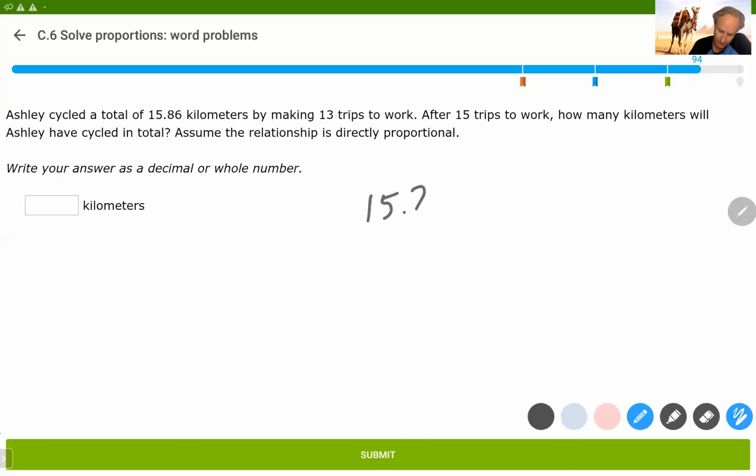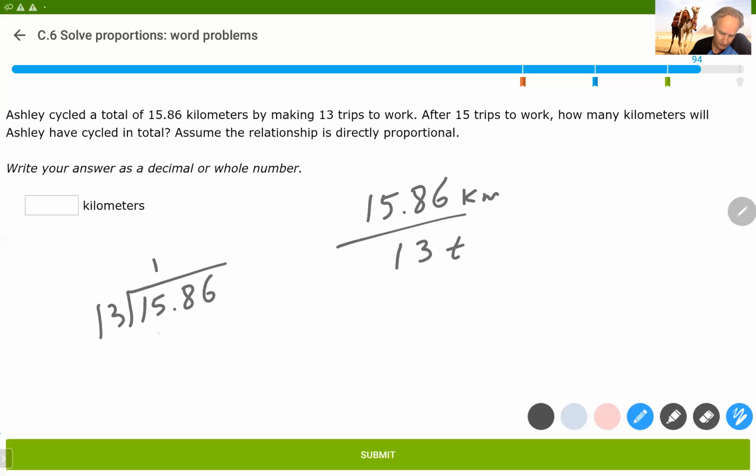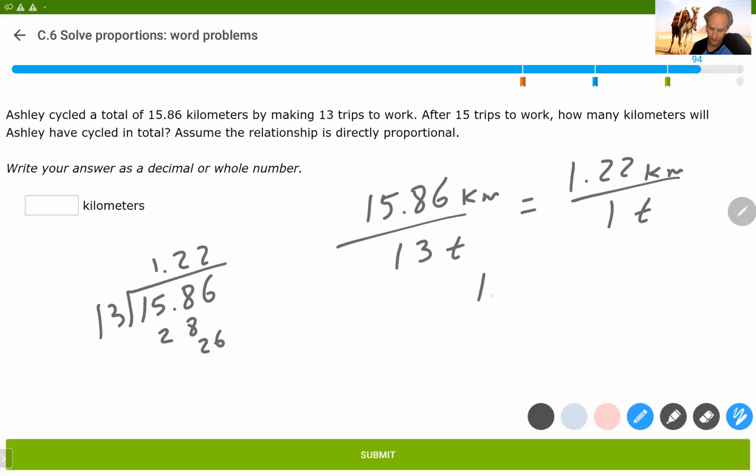Gotta do my check. 8.6 over kilometers in 13 trips. 13 into 15.86 goes 1. I have a 2 remaining. I have a 2. I have a 2. That's 1.22 kilometers per 1 trip. And I have to multiply by 15. If you like, you can set it up as a proportion.